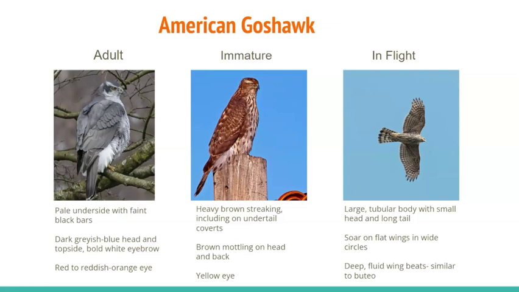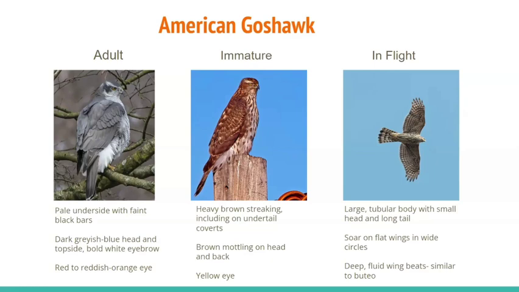For the immature birds, they still have that bold white eyebrow, but they have very heavy streaking down the front. And unlike the Cooper's and the Sharpie, this streaking is very dense and it extends all over the body. So down the chest, into the undertail coverts, onto some of the coverts of the wings. They also have this brown, cinnamony mottling on the back of their head that extends down their back as well. And they typically have a more yellow eye.